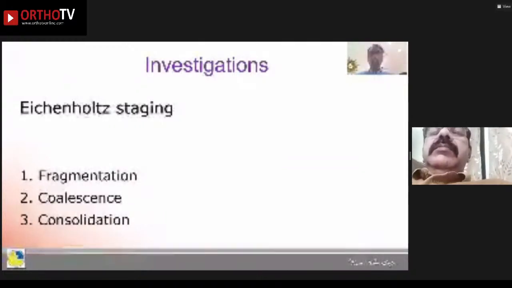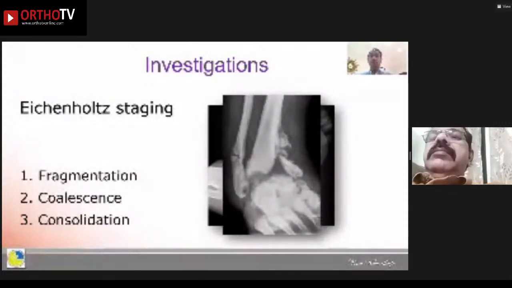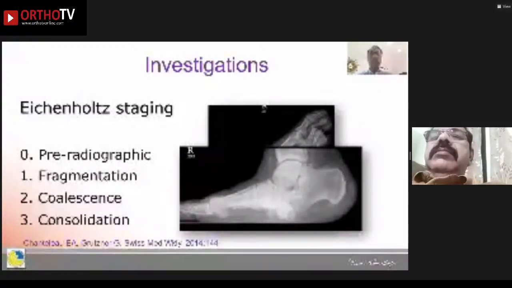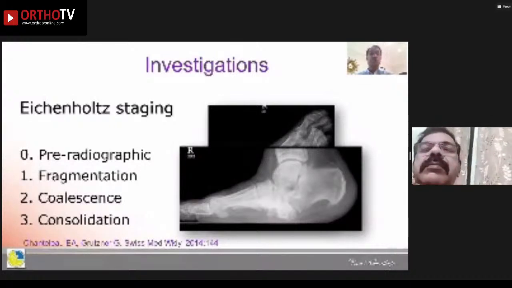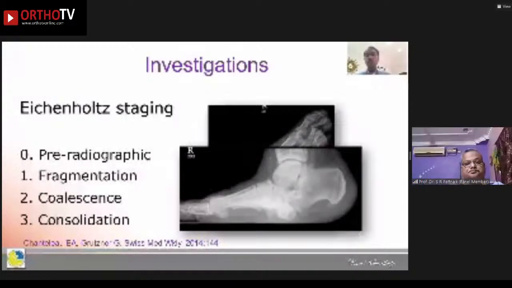Plain radiographs are extremely helpful. They also help us identify the staging of the acute Charcot. During the first stage, you see a lot of bone fragmentation, and later the fragmented bones coalesce and finally consolidate into a deformed, rigid Charcot. That is stage 3. We also know that a pre-radiographic stage exists, where there is the clinical presentation of an acute Charcot but normal radiographs. If you do advanced imaging, such as an MRI or SPECT CT, you can clearly see those changes, and that is given a separate staging, the pre-radiographic stage, stage 0. It is very helpful if we diagnose these conditions in stage 0 or at least in stage 1.